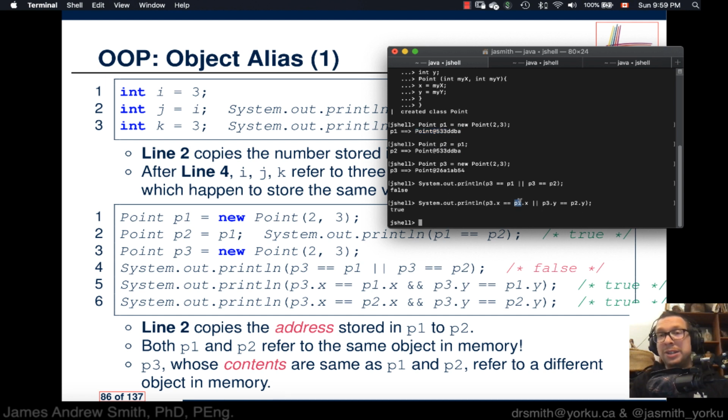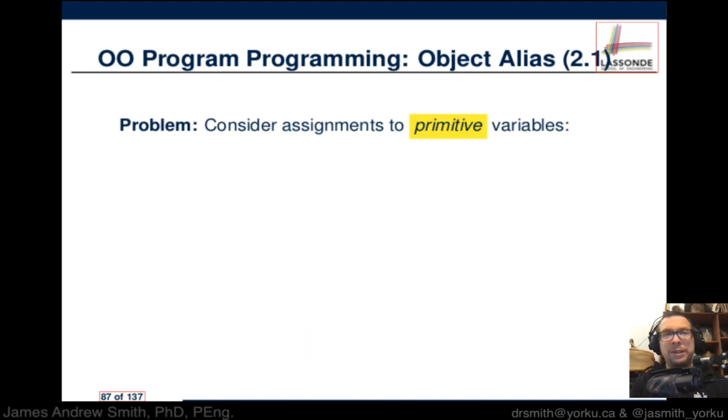Okay, so yes, I can see that p1's value of x and p3's value of x are the same. p3's value of y and p2's value of y are the same. That's true, but because the addresses are different, the actual objects can't be the same. Okay, so that's what's going on right here. All right, let's continue along.